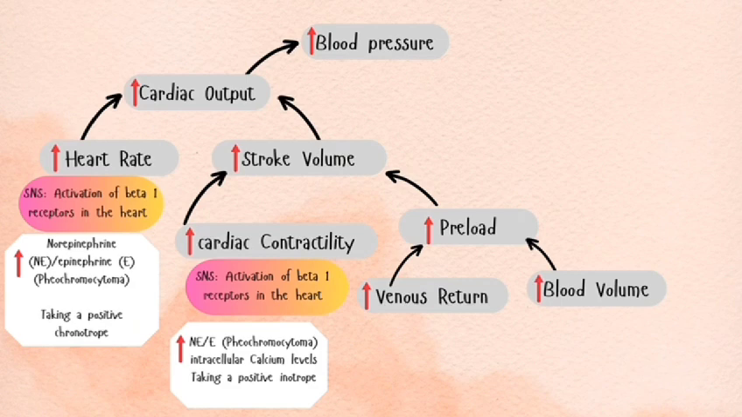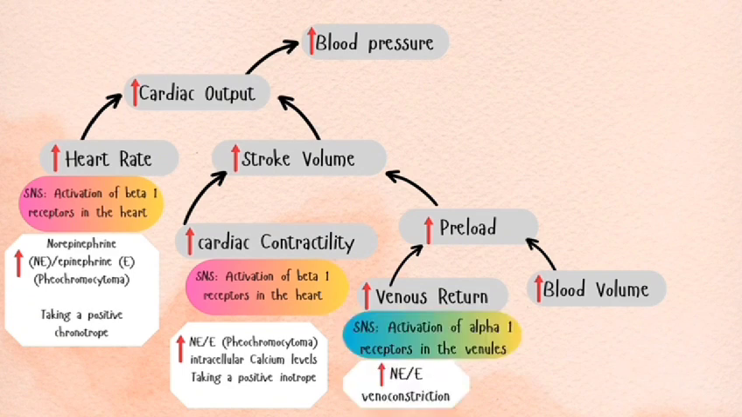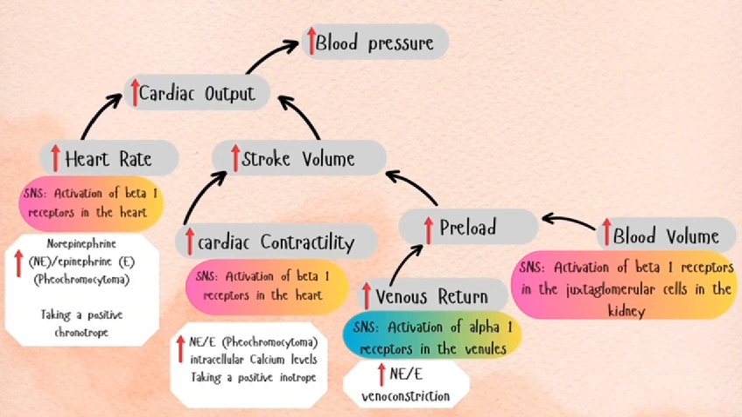Preload is normally determined by the blood volume, specifically the volume of blood returning to the heart, known as venous return. The sympathetic nervous system increases venous return by activating alpha-1 receptors, causing vasoconstriction, which reduces the capacity of the venous system and forces more blood back to the heart. The sympathetic nervous system can also increase preload by increasing blood volume. That is through activating beta-1 receptors in the juxtaglomerular cells in the kidney, causing the activation of the renin-angiotensin-aldosterone system and fluid retention.